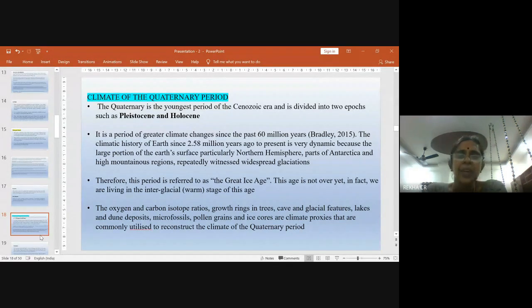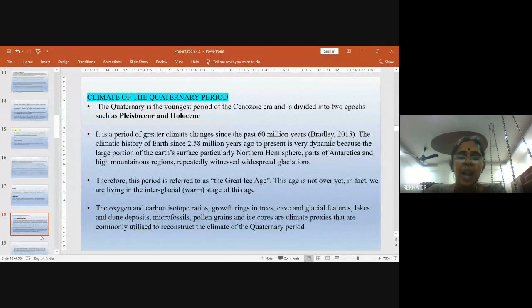So it is a period of great climatic changes, and the climatic history of the Earth since 2.58 million years ago to present is very dynamic, because a large portion of the Earth's surface, especially the northern hemisphere, parts of Antarctica and high mountainous regions, repeatedly witnessed widespread glaciations. So this period is also called the Great Ice Age.